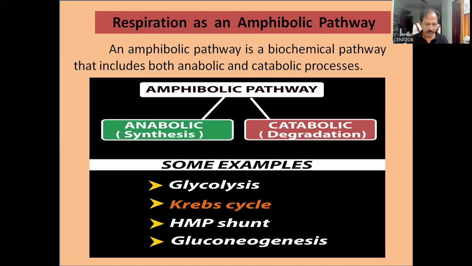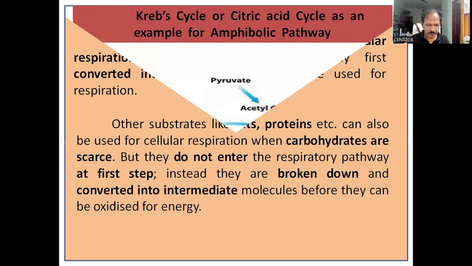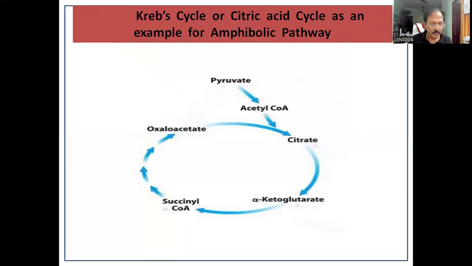Now we can study Krebs cycle or citric acid cycle as an example for amphibolic pathway. Please see the figure. Glucose is the respiratory substrate in glycolysis. In glycolysis, glucose is broken down into two pyruvate molecules. Then it is converted into acetyl coenzyme A.